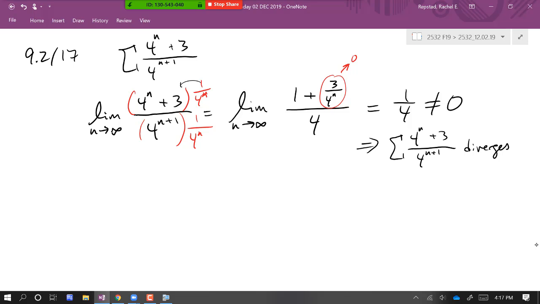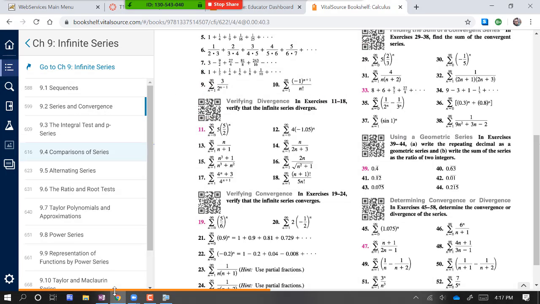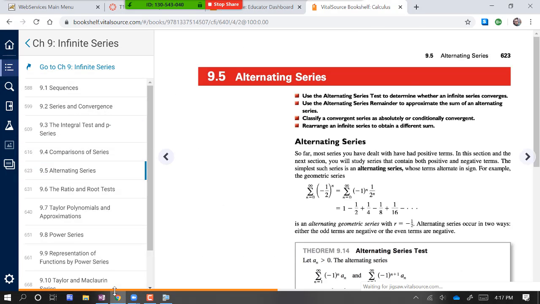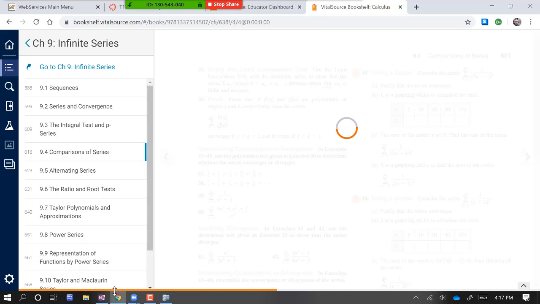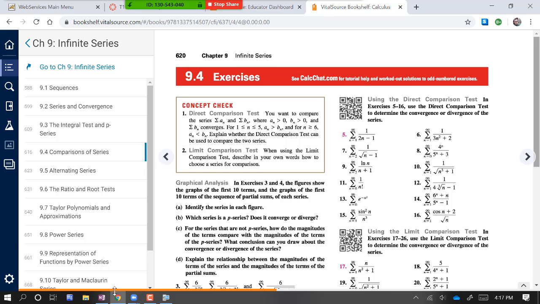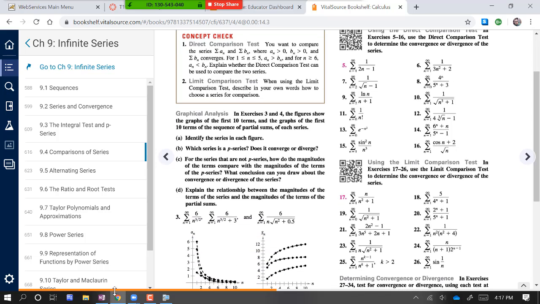I think 9.4 is the one that comes from number 9 and number 11. Okay. So let's start with 9. Ln n over n plus 1.